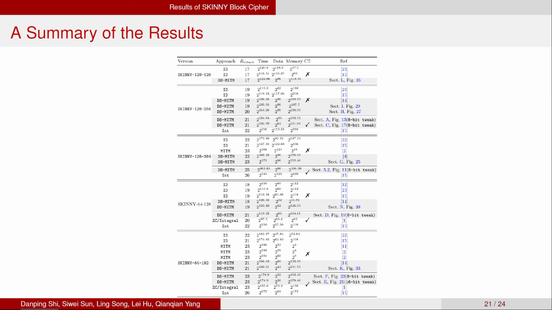Does it come from the fact that memory is not really counted as a part of the time? It's considered a smaller operation. Yeah, we consider the time complexity most. Okay, of course. Okay. Thank you.